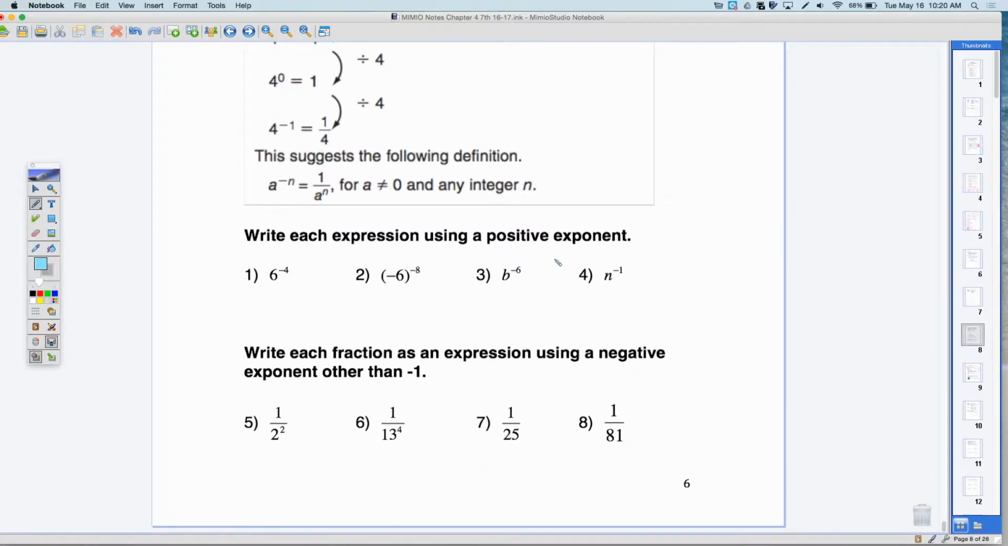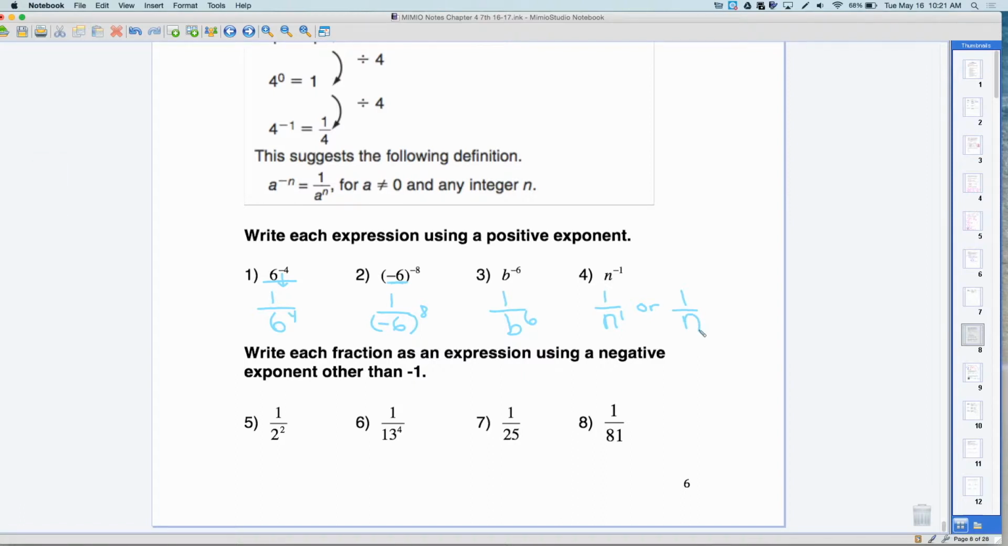Our first example says write each expression using a positive exponent. Think about that 6 to the negative fourth power as being in your numerator, and we're going to bring it to the denominator. It becomes positive, and put a 1 in your numerator. So it's 1 over 6 to the fourth power. For number 2, it's negative 6 to the negative 8th power, so the whole negative 6 goes to your denominator, keep it in parentheses, now it's raised to the positive 8 power. Number 3 says b to the negative 6th power, so it would be 1 over b to the 6th power. Number 4, n to the negative first power is 1 over n to the first, or just 1 over n.